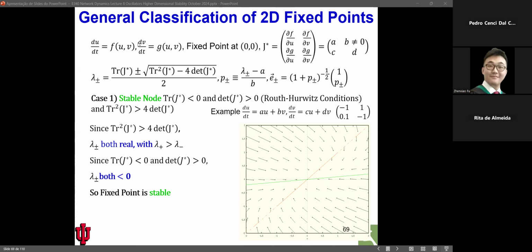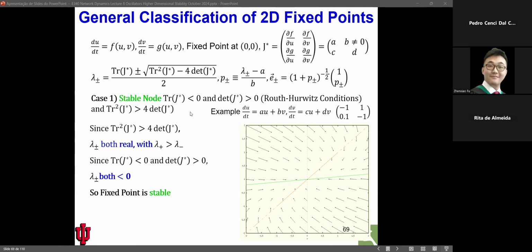Then we have this thing, right? These are all the values of the eigenvalues, and depending on the eigenvalues, here you have the eigenvectors. You have a stable node if you have trace less than 0 and determinant larger than 0. This is the Hurwitz condition. And if trace squared is larger than 4 times the determinant of J, right?